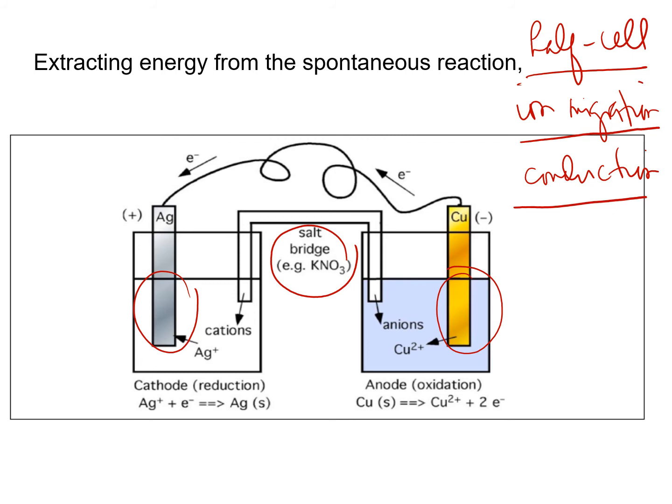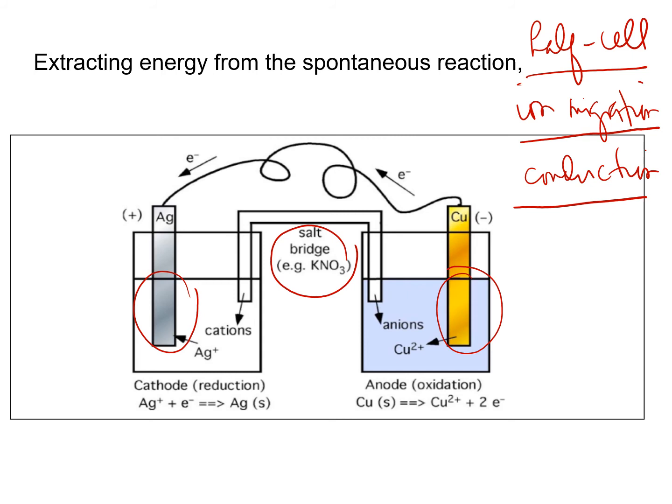On the other hand, on the other side, in our cathode, there is reduction, from silver plus to silver. So what happens?